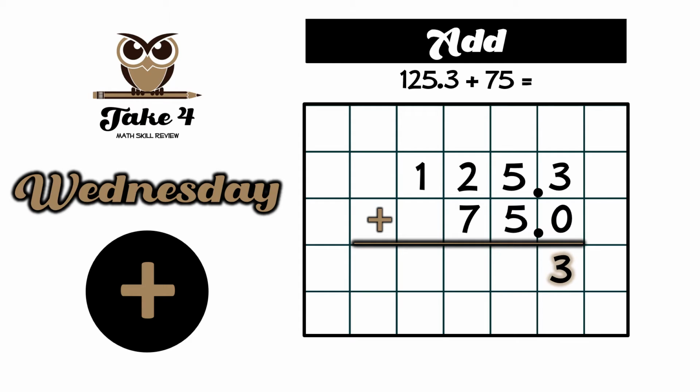Bring down the decimal point. 5 plus 5 equals 10. Carry the 1. 2 plus 1 plus 7 equals 10. Carry the 1. 1 plus 1 equals 2. My answer is 203 and 3/10.